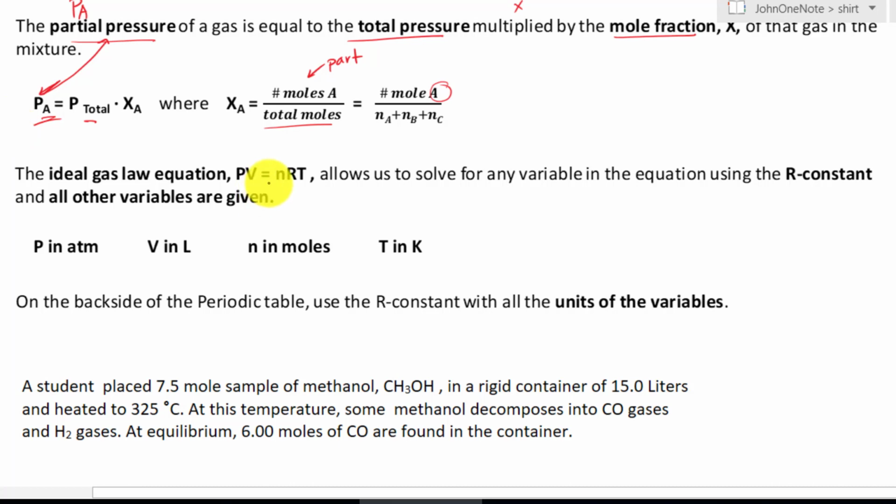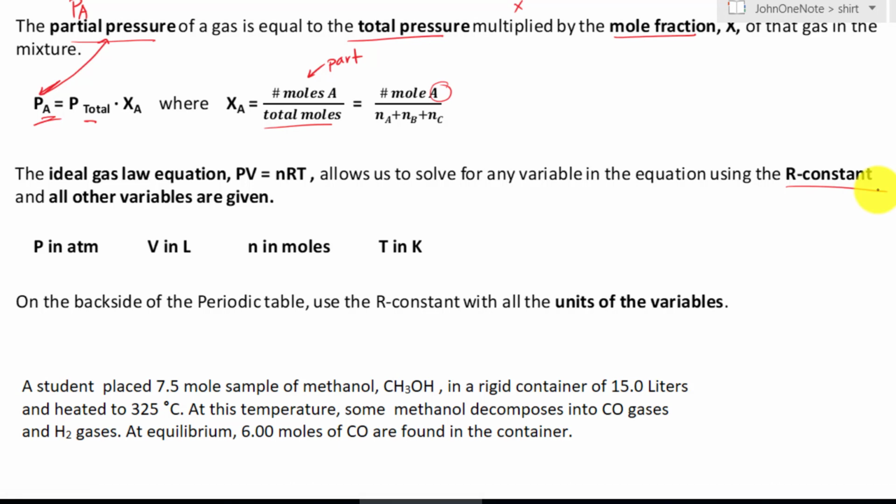Basically, let's talk more about this equation. What's so special about this? Well, with this equation, now you can solve for any variable in this equation. We can just use the R constant from the back side of the periodic table with the assumption that all the other variables are given somewhere in the problems.